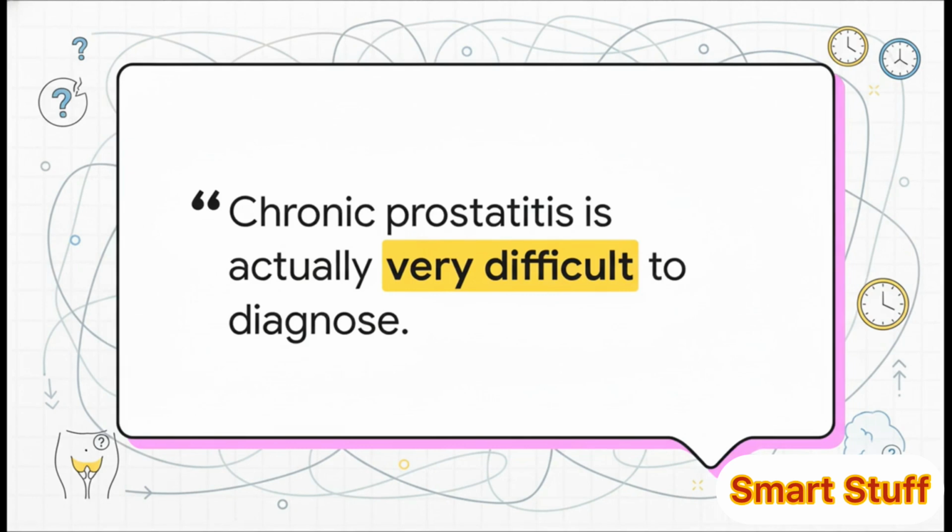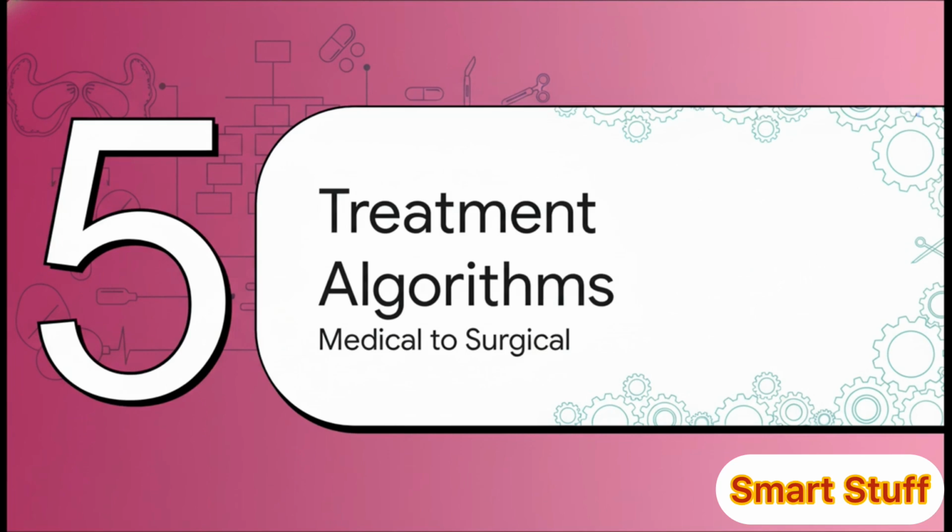And I want to leave you with this little clinical pearl. Unlike the acute version, chronic prostatitis can be really tricky. The symptoms can be vague, they come and go, it's a true diagnostic challenge, and it's easy to mistake for other things. So, we figured out how to tell these conditions apart. Now let's talk about what we're going to do about them. Let's get into the management plans.